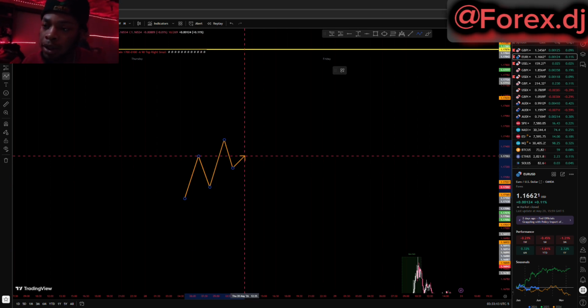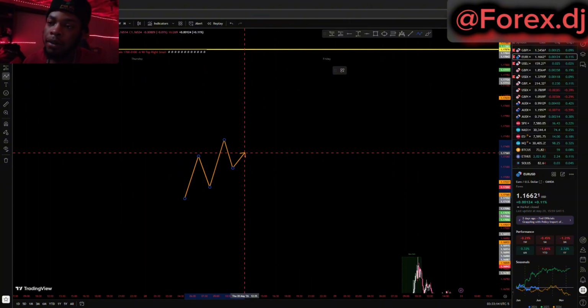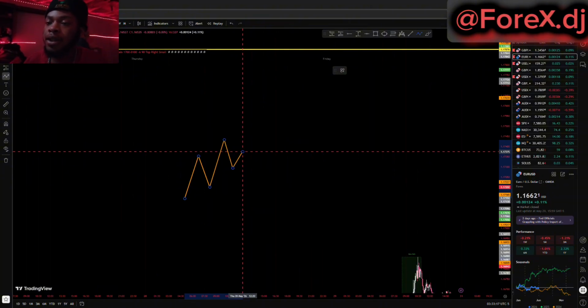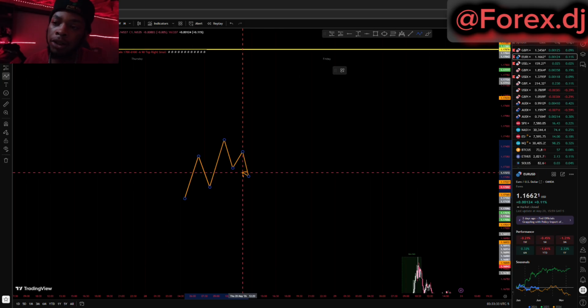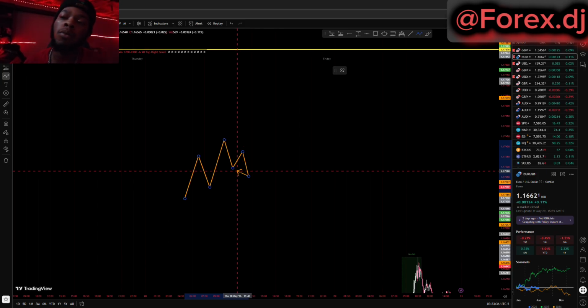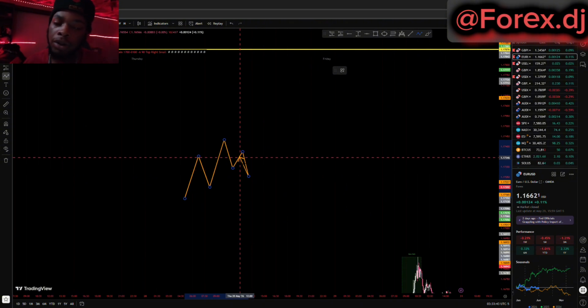Let's say price is just chilling right here. One of two things could happen. We could come down and sweep this low, which would be a breaker structure, depending on where the low is and what time frame you're looking at. This is the 5-minute time frame, so this would be a 5-minute breaker structure. This is the 1 hour time frame, so this would still be a 1 hour breaker structure. But if you scale down to the lower time frames, it would have been a breaker structure a lot sooner.